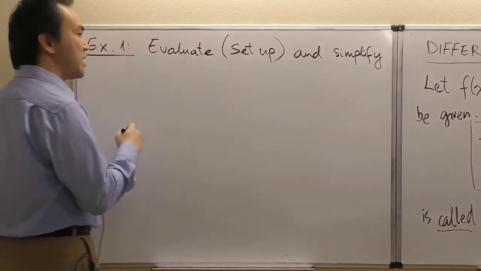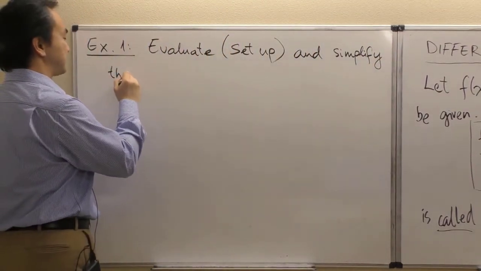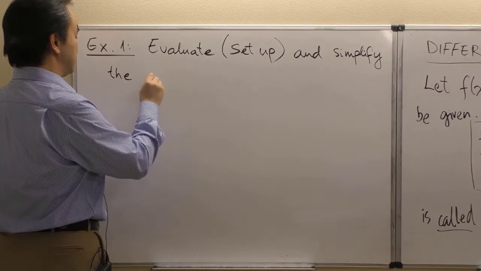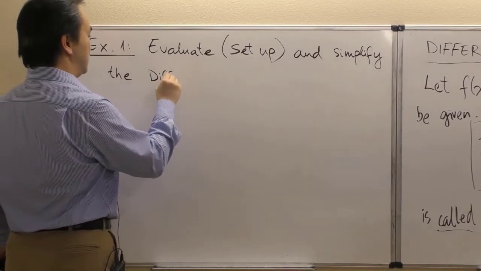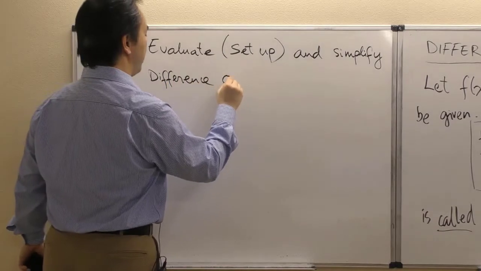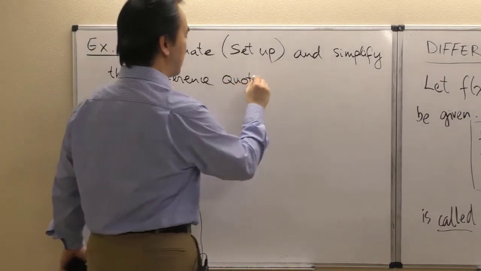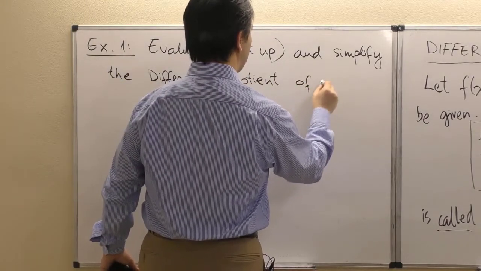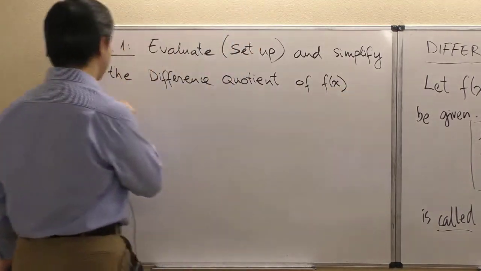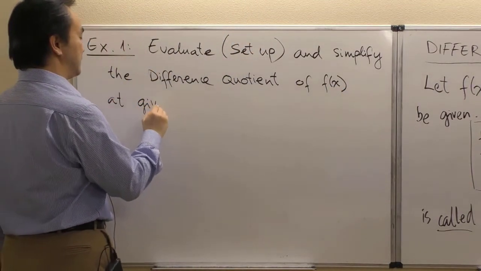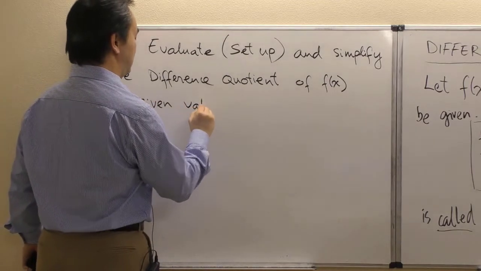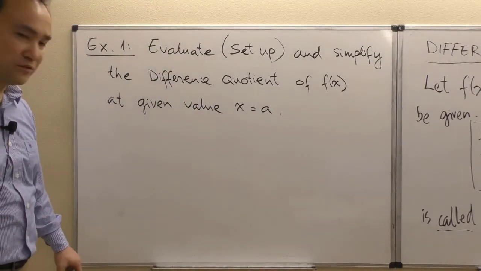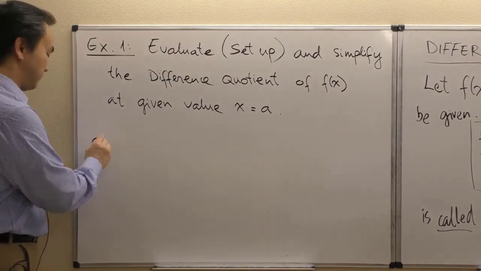Okay, so evaluate and simplify the difference quotient of f of x at a given value x equals a. All right, and so now here's our part A of the example.